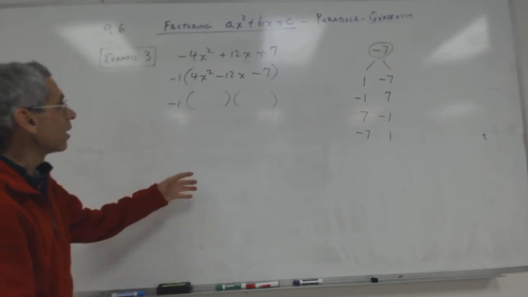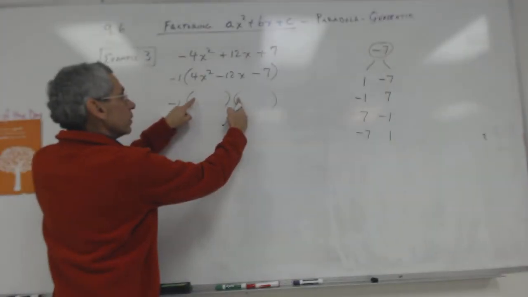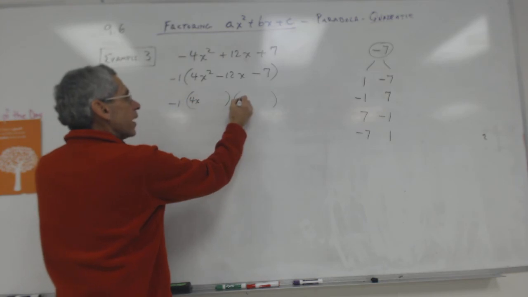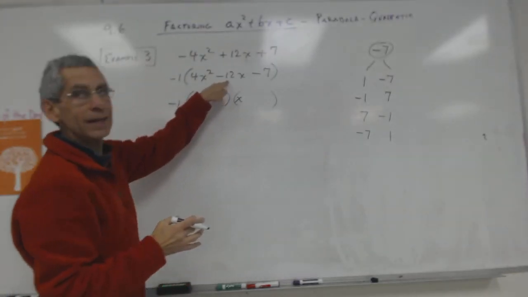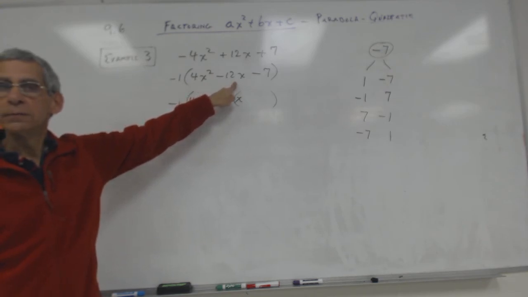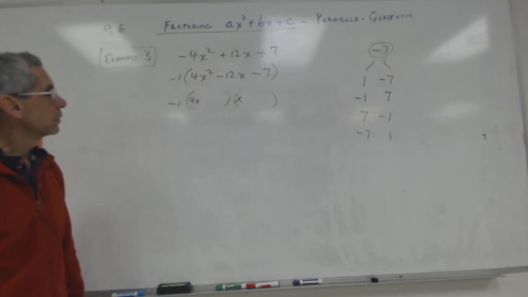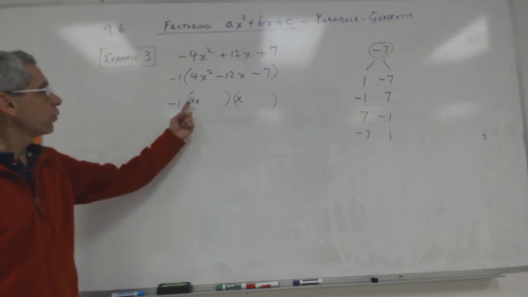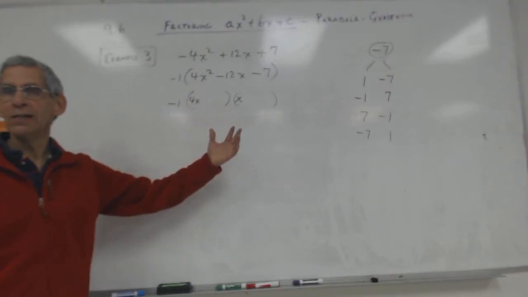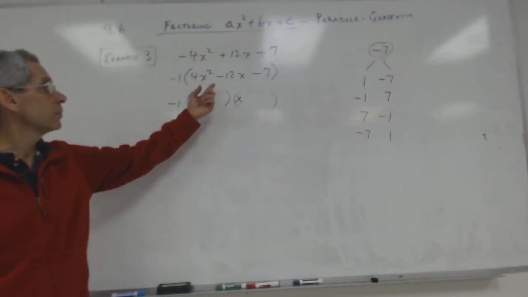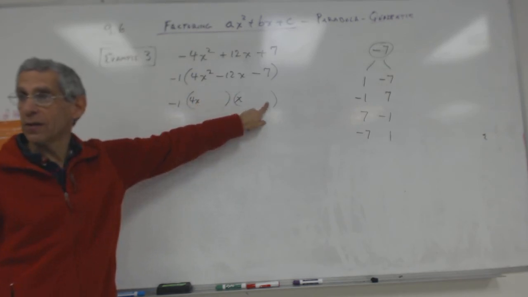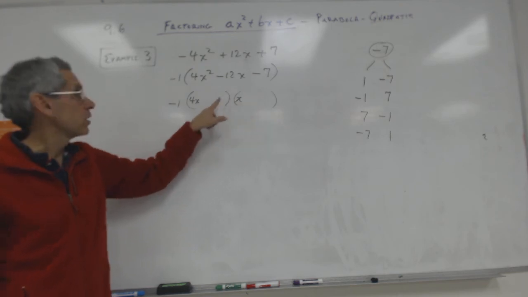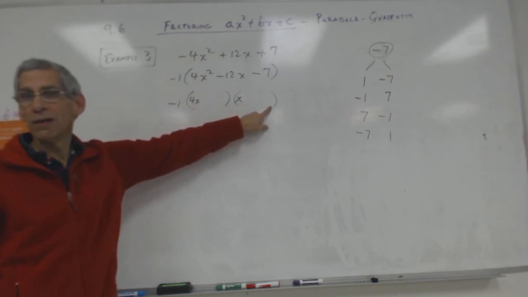So now, what do we have to put here? 4x and x, right? Now we've got to get to negative 12. So 7 goes in that one and negative 1 goes in that one. 4 times 7 is going to be 28. That's going to be pretty high. That's why I'm thinking I don't want to put a 7 here.